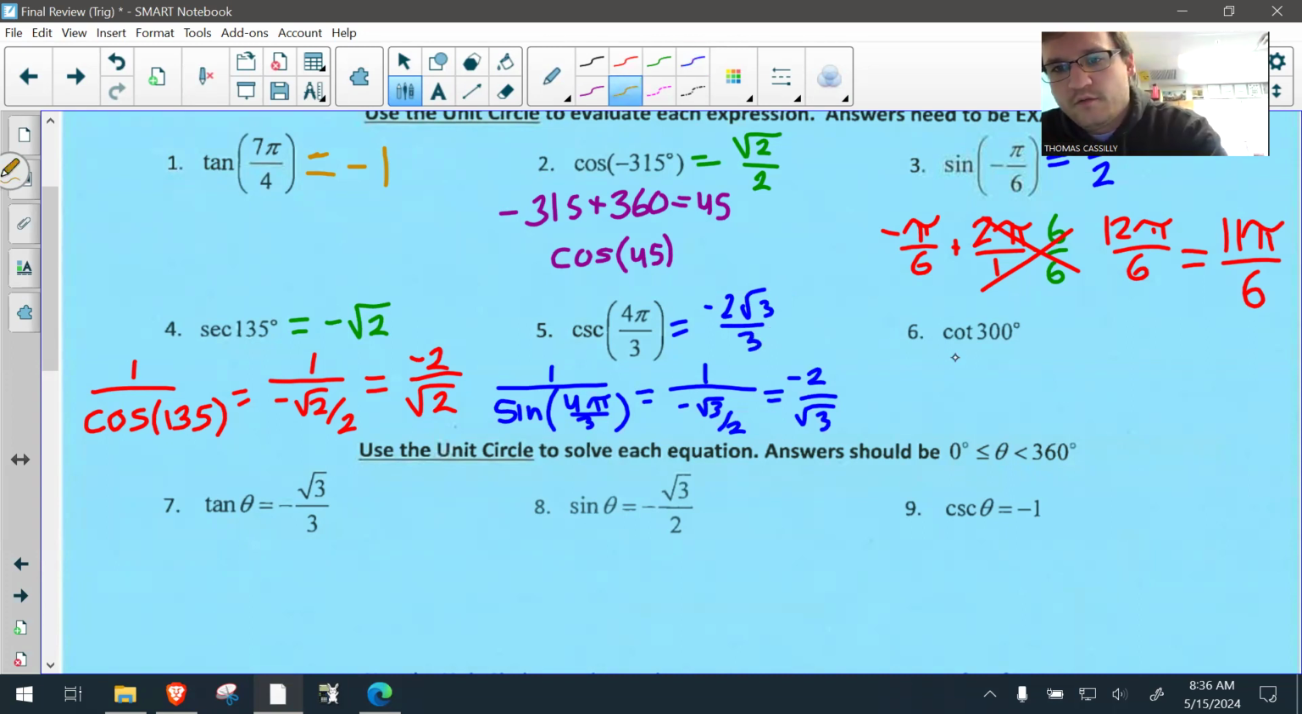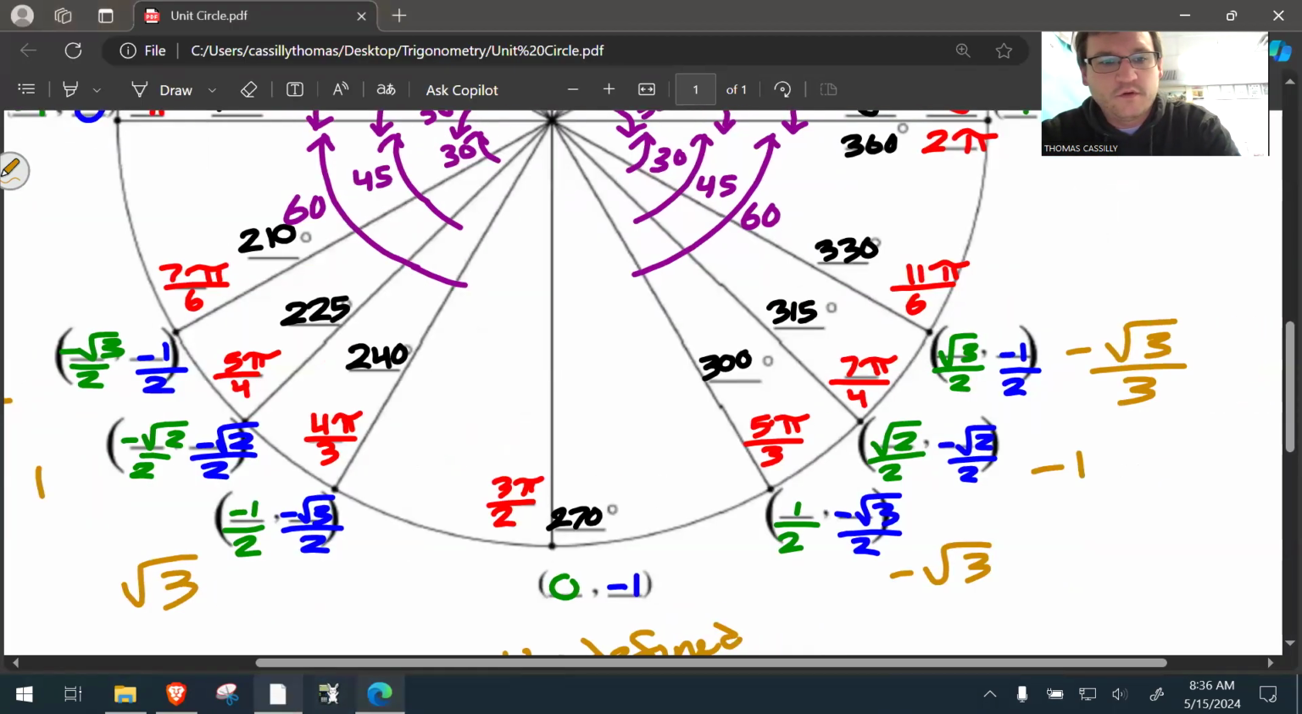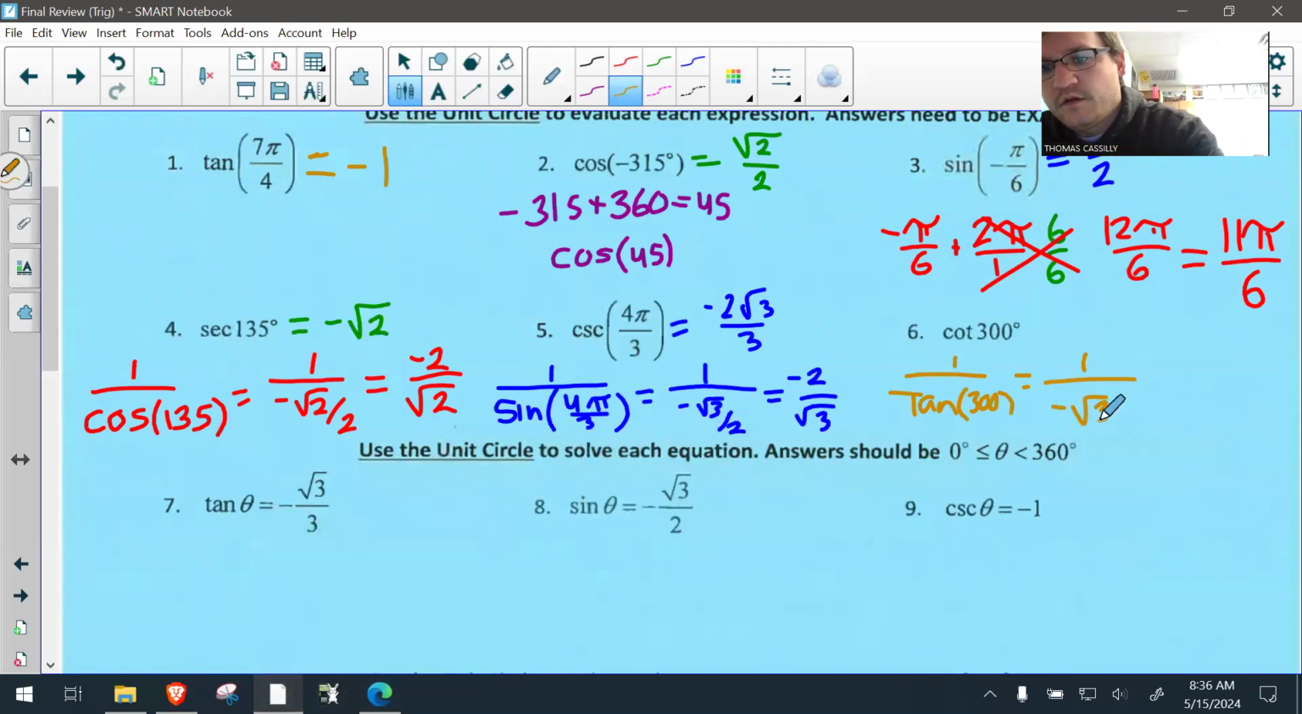And one more. 1 over the tangent of 300. That's going to give us 1 over... Let's find tangent of 300. That's negative square root of 3. All right, so rationalizing this turns into negative square root of 3 over 3. All right, so there you go.